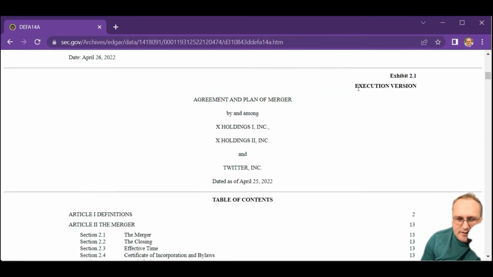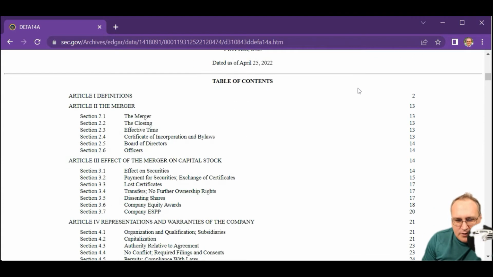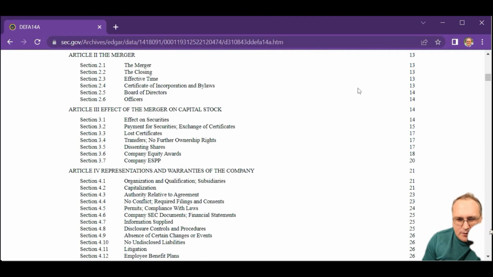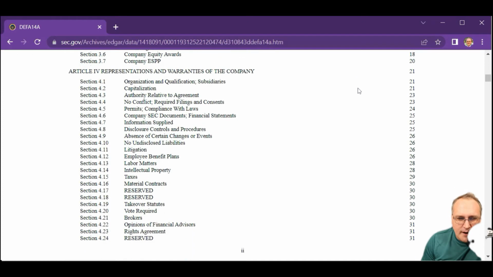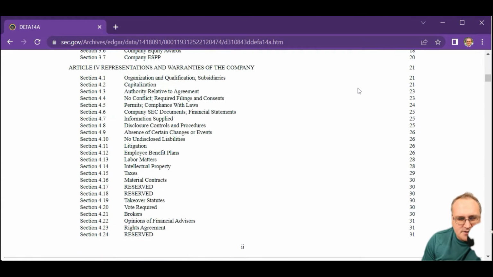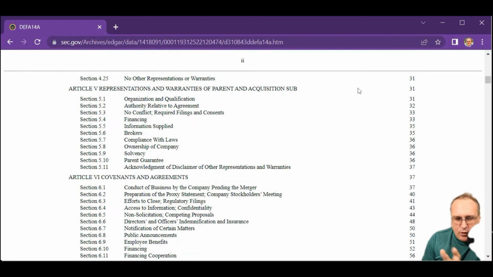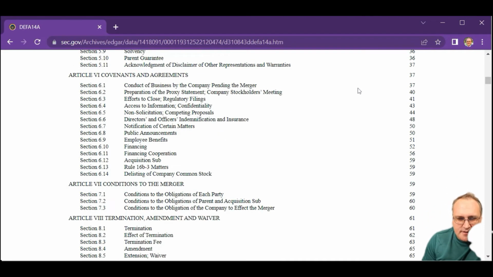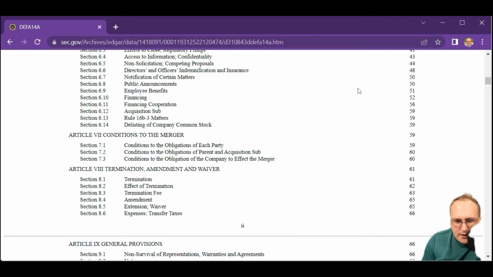So let's jump to this agreement and plan of merger. You can see here, looking at the table of contents, this is laid out the way most agreements would be, talking about what the deal is, talking about what happens, got reps and warranties. Usually these jump in around Article 4 or 5. Representations and warranties going both directions, covenants and agreements. These are things that people are agreeing to as this thing goes forward.